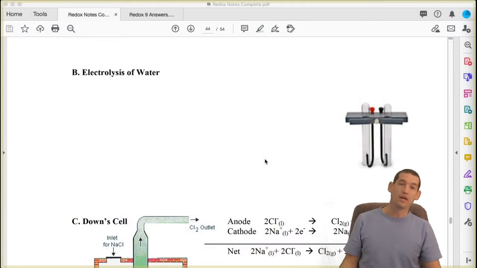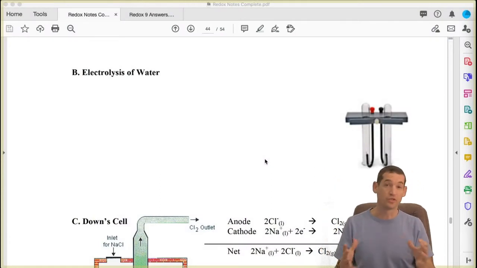Okay, the next thing we're going to look at are electrolytic cells. In our electrolytic cells is electrolysis. Electrolysis means, lysis means breaking or pulling apart. So this is the electrolysis of water that we're going to look at here. And we're literally going to take water molecules and try to break them using an electrolytic cell.